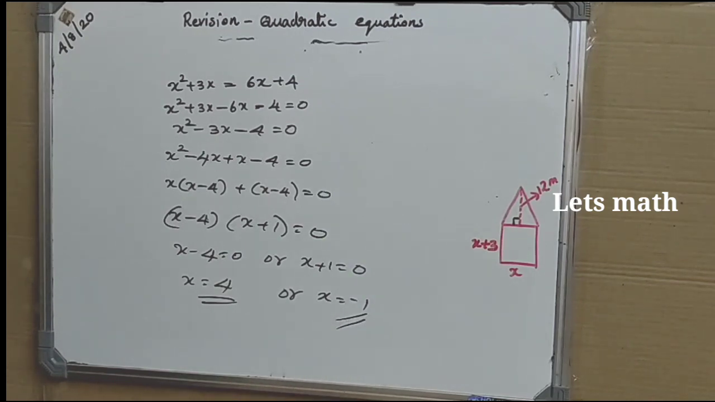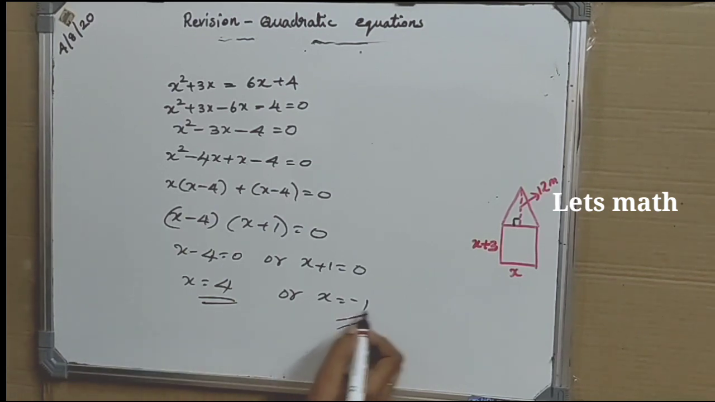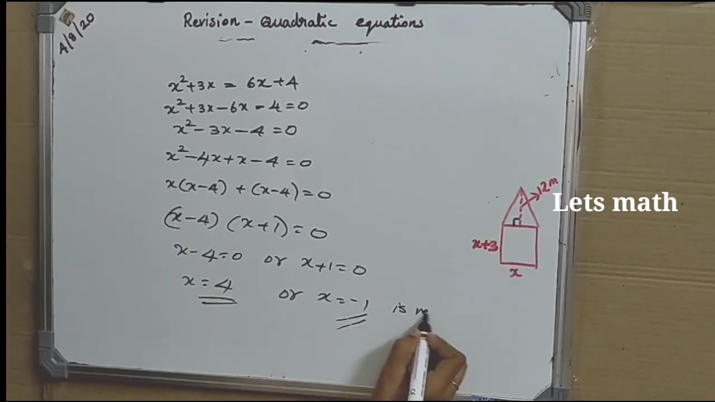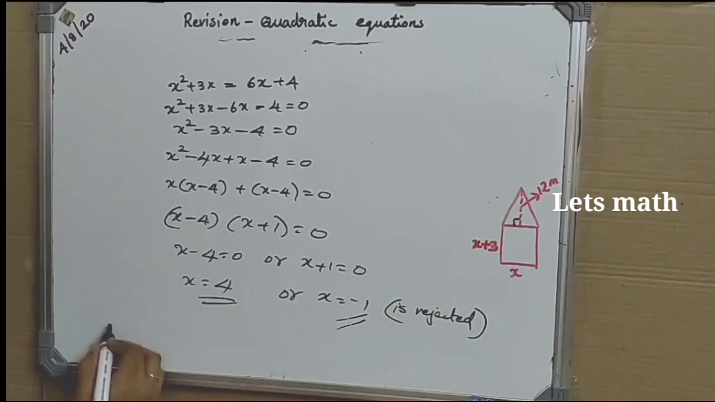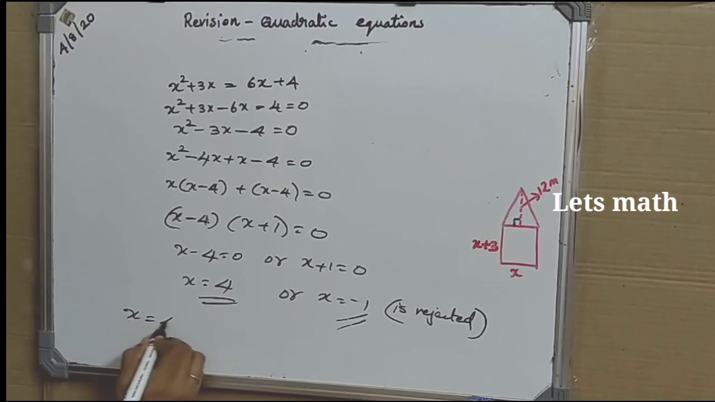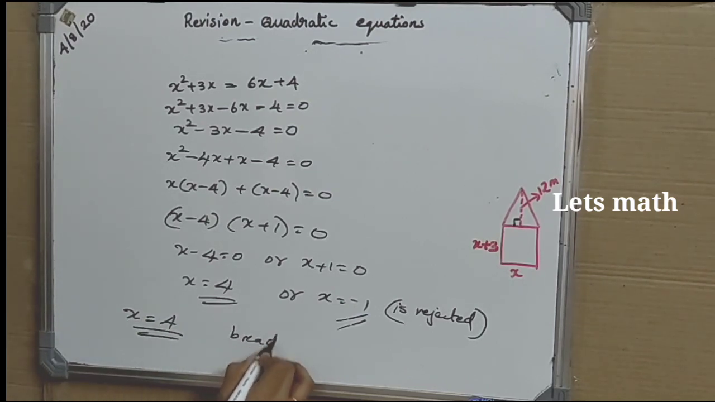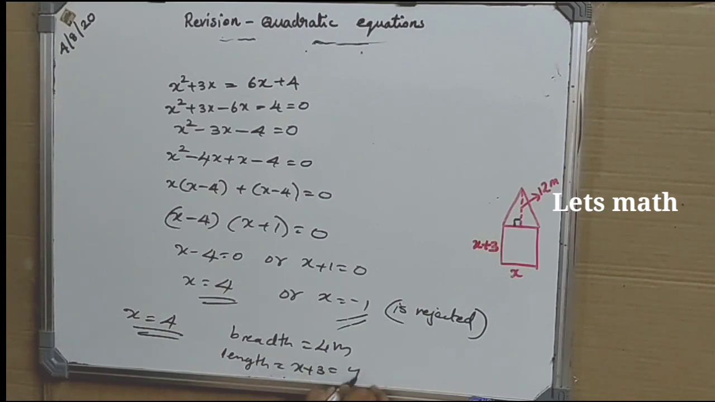But what about the value here? x cannot be negative because as it is a measure, it cannot be negative. So we write here x equal to negative 1 is rejected, because the measurement cannot be negative. So we can choose the value of x as 4. That is breadth equal to 4 meter and length is equal to x plus 3, that is 4 plus 3, 7 meter.